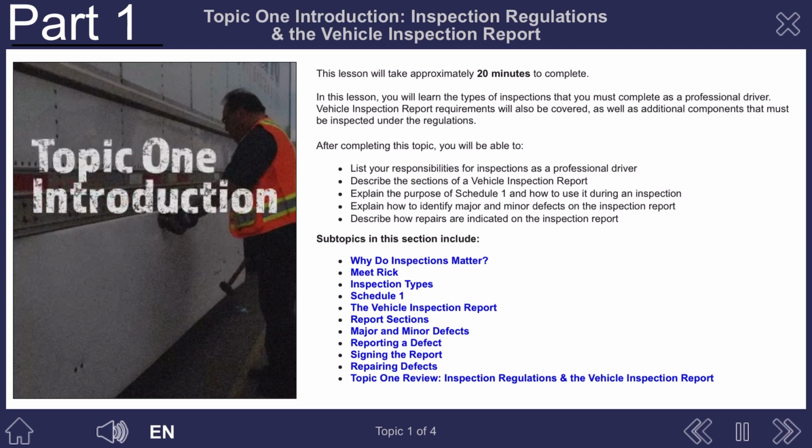Subtopics in this section include why do inspections matter? Meet Rick. Inspection types. Schedule 1. The vehicle inspection report. Report sections. Major and minor defects. Reporting a defect, signing the report, repairing defects. Topic 1 Review, Inspection Regulations, and the Vehicle Inspection Report. Click the Next button to proceed, or click any of the subtopics to continue.